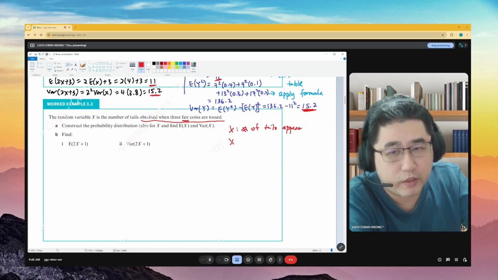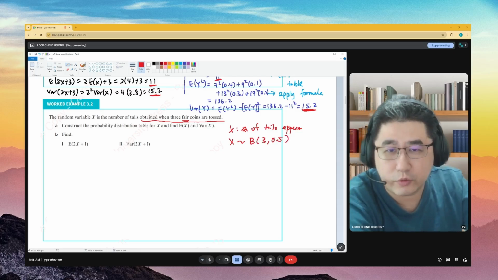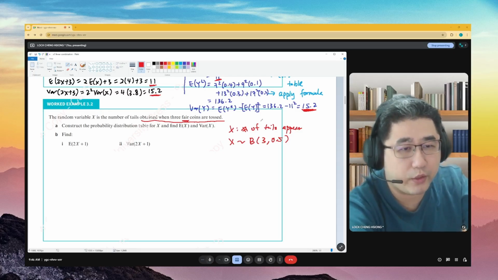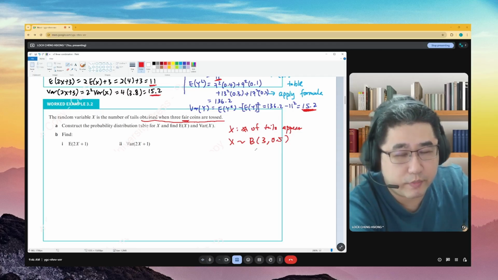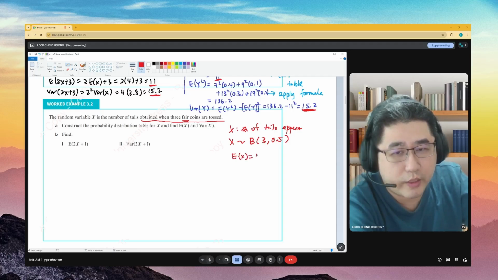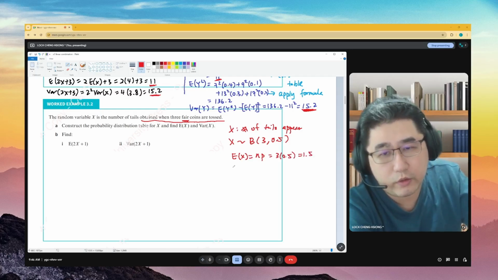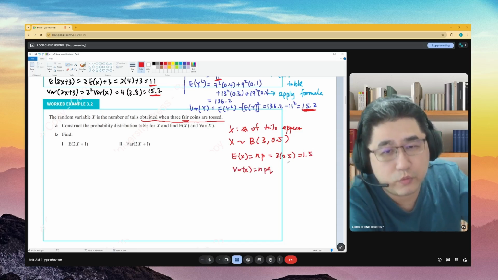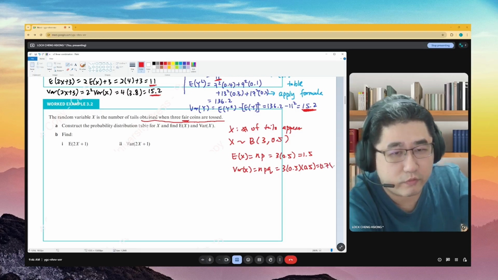So X, by now you should recognize, is a binomial with 3 and 0.5. This is purely recognizing; it depends on how well you can remember your S1. Since we recognize this is a binomial distribution, the expected value of X will be np, which is 3 times 0.5, will be 1.5, and the variance of X will be npq, 3 times 0.5 times 0.5 again, so it will be 0.75.